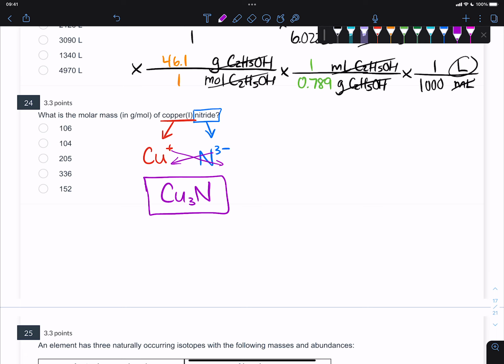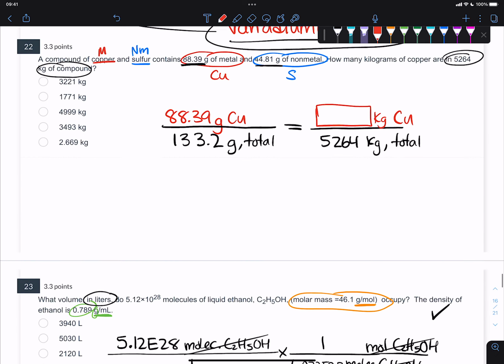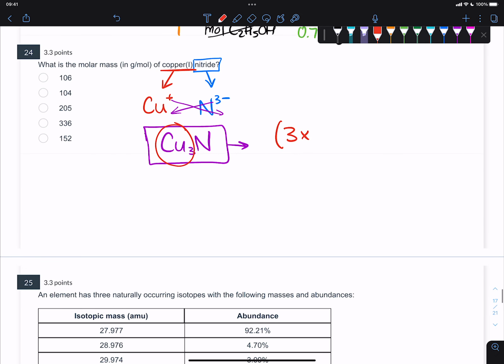This is the formula for copper 1 nitride. Then you calculate the molar mass, as we know how to do probably. In this formula, there are 3 coppers. So it'd be 3 times copper's mass. Copper is 63.55, yeah. This 3 is because there's 3 of them in the formula.